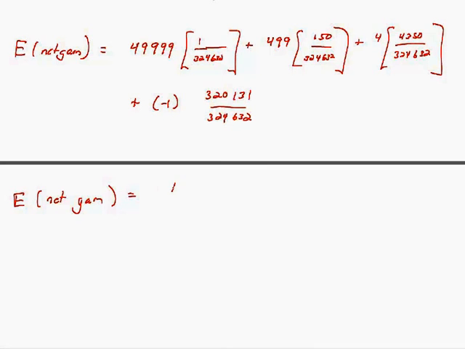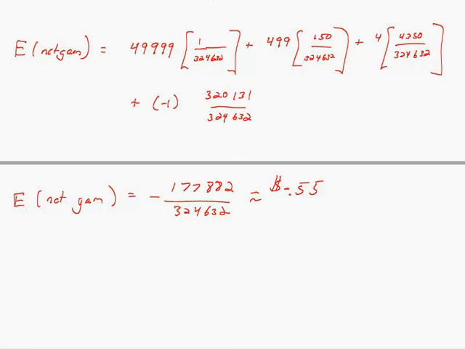If you want it in fraction form, it's negative 177,882 over 324,632. That rounds to roughly, to 2 places because we're dealing with money, losing on average 55 cents per lottery ticket that I purchased.